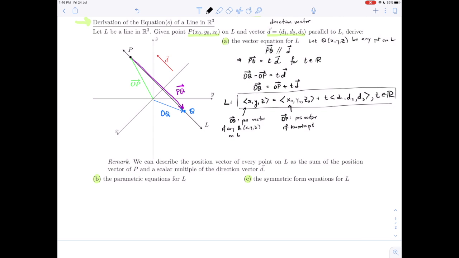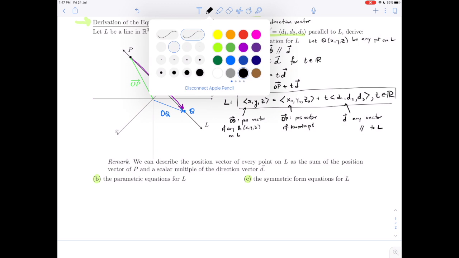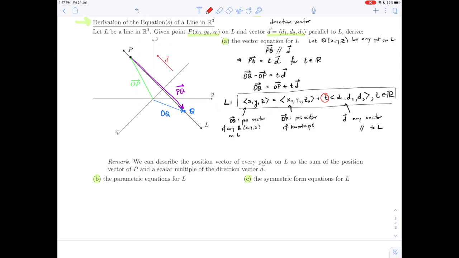And then we have this vector here, D, our direction vector. D is any vector that is parallel to our line. So there's one thing that we're missing here in terms of a geometric interpretation, and that is, what does T represent? Well, we look here. This is the same T up here. It's the number of multiples PQ is of D.